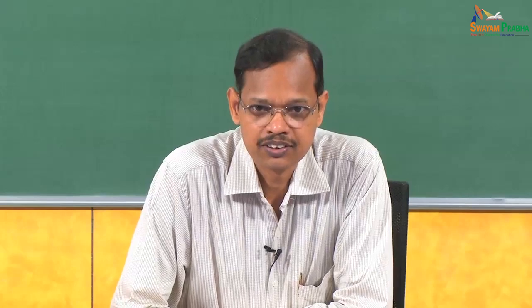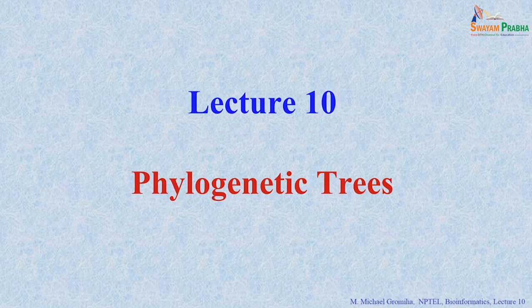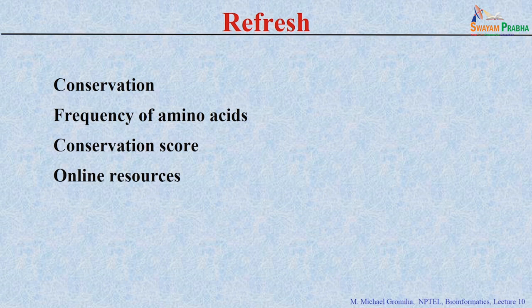Today's lecture, we will discuss the construction of phylogenetic trees. Yesterday's class, we discussed various aspects of conservation. Could you please remember something of what we discussed in the last lecture? So, what is the meaning of conservation? How far a residue is conserved in any protein sequence?